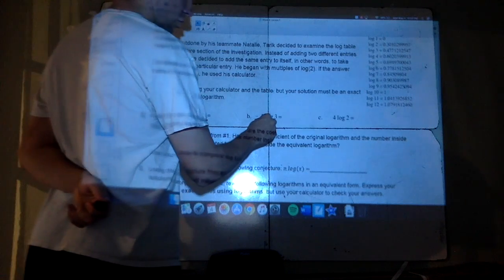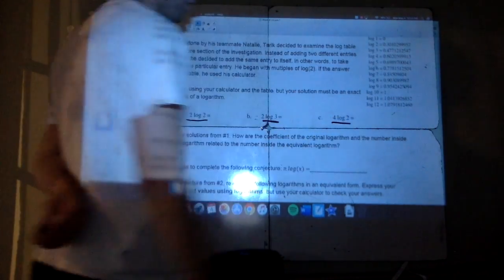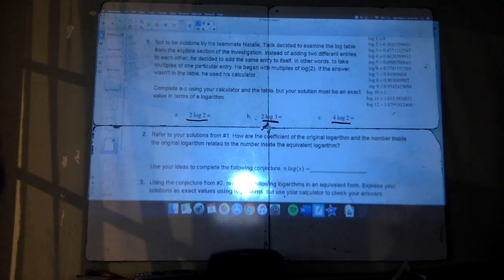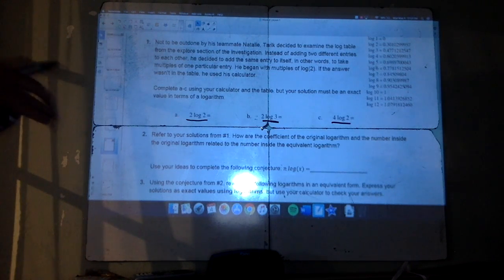Type in 2 log of 3. And where do you see that on the table? And then 4 log of 2. And where do you see that on the table, if it's there? And I want you to kind of make a prediction, something that holds true for all of them.